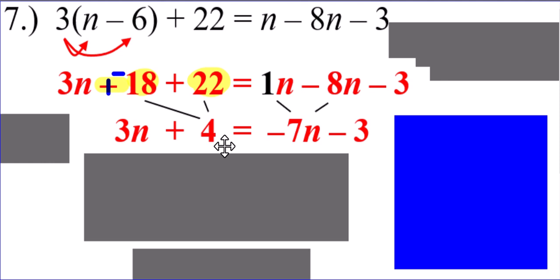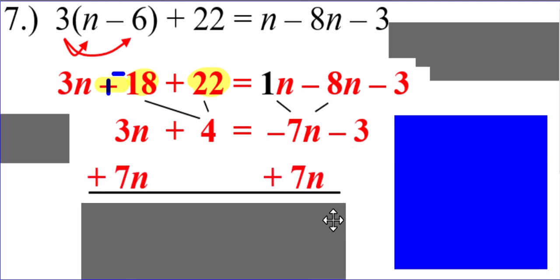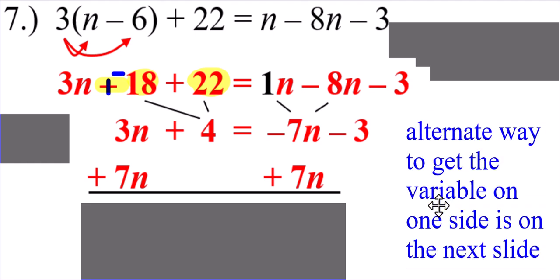Did you go ahead and do that already? Unless you didn't have to. From here, you need to get the variable to eliminate either from the left or eliminate from the right. If you're going to make it eliminate from the right, you would add by 7n. If you want to make it eliminate from the left, you would add by negative 3n, and I will show that other method on the next slide.